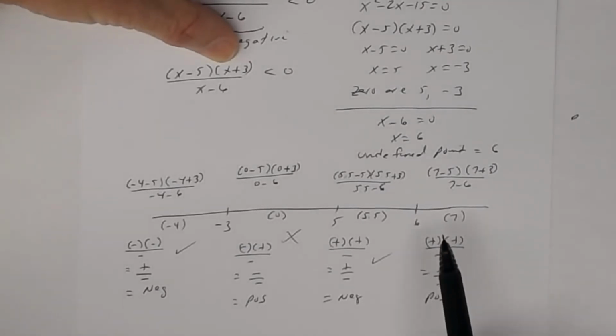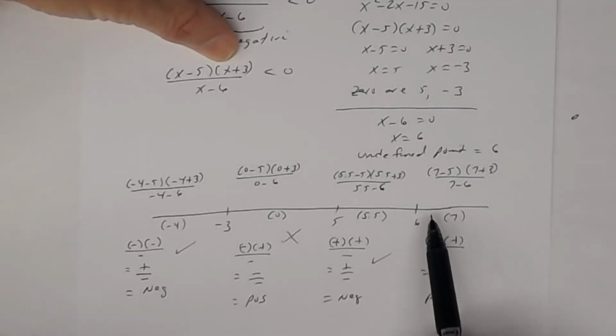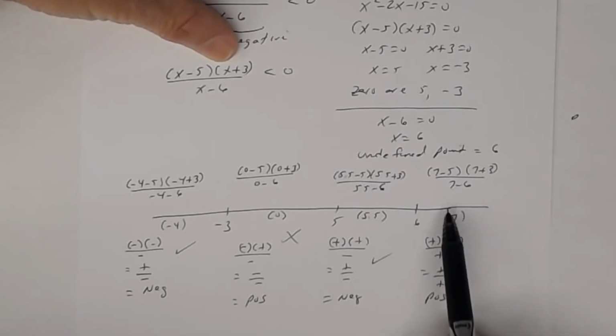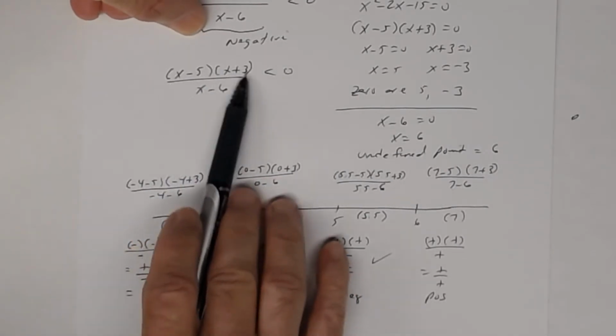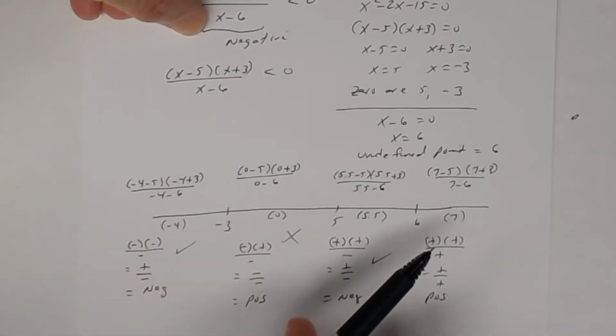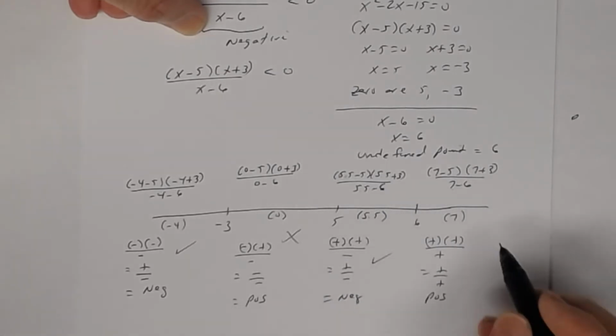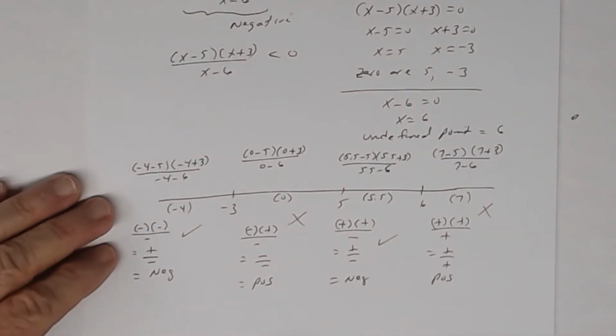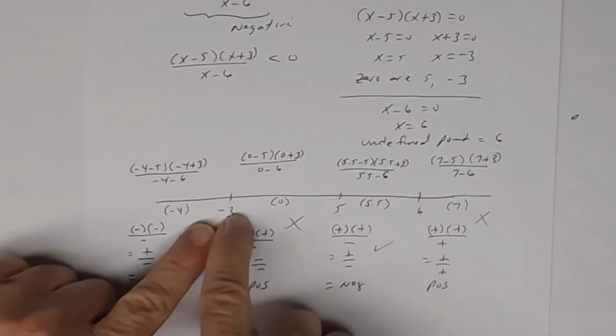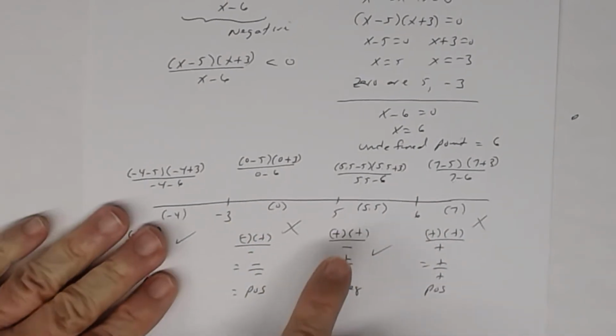All right, so you know what that means, right? That means any number in this interval greater than 6, when I substitute into this expression, is going to make this expression positive, so therefore it cannot be a solution. So that interval is not a solution. Okay, one final thing we have to do before we write our answer. We're almost done with this problem. We have to go back to these zeros and undefined points.